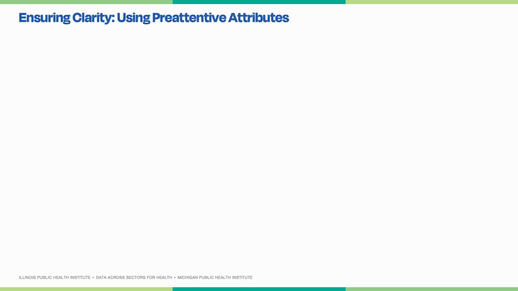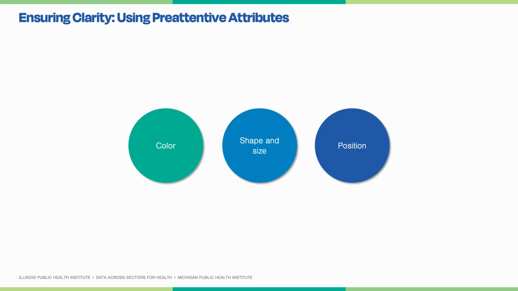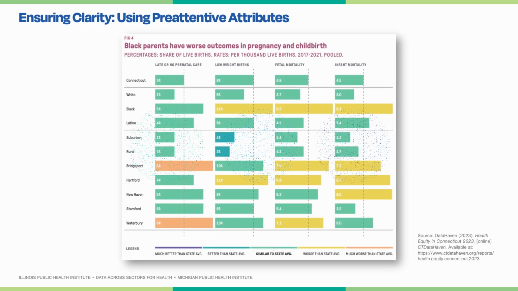As we saw in the previous example, applying consistent scales is vital for presenting data honestly. But equally important is how we design our visualizations to guide attention effectively and make patterns clear. This brings us to the concept of pre-attentive attributes, visual properties like color, size, and position that our brains process almost instantly, even before we consciously interpret the data or read labels. This bar chart from Data Haven is a strong example of how pre-attentive attributes can enhance our understanding of data.